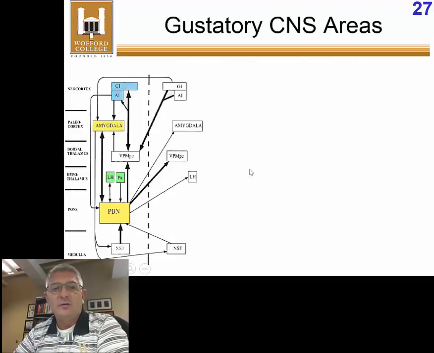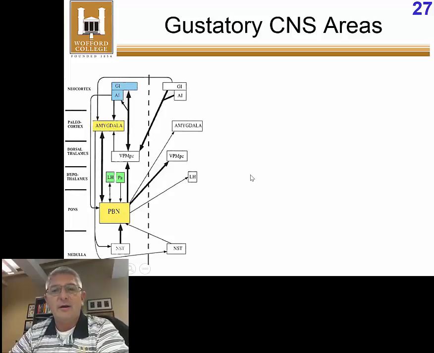Now, back to our gustatory CNS areas. There's actually a very complicated circuit, as we see here. The GI is the gustatory cortex. Here you see the thalamus, the VPM, the PBN, the NST at the bottom. And you see that there are things like the amygdala, the lateral hypothalamus, the amygdala over here weighing in, the thalamus over here having a different role. And you see that these arrows are bidirectional, not just unidirectional, so there are descending influences back into here. So this gets very complicated.